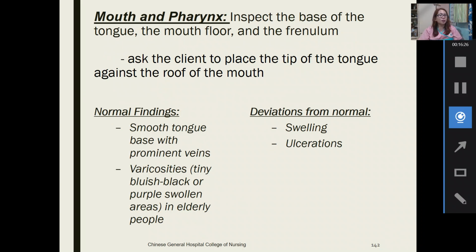Ask the client to place the tip of the tongue against the roof of the mouth. Yan. Normal findings are a smooth tongue base with prominent veins. Varicosities, or tiny bluish black or purple swollen areas, in elderly people is normal. So, deviations, pag merong swelling, merong ulcerations.